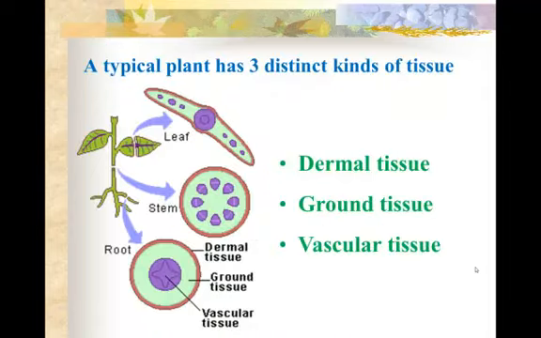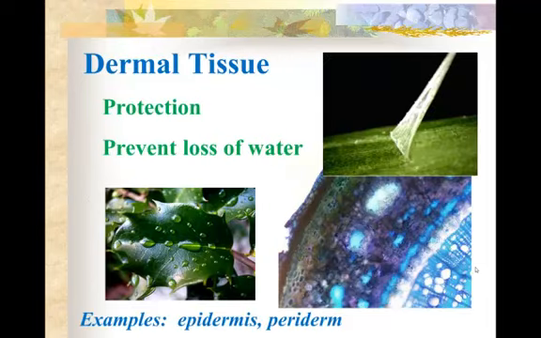They have three primary kinds of tissues, and you need to know this as a listing question: dermal tissue, ground tissue, and vascular tissue. And you need to know what each does and some examples of the tissues that are found in these categories. So let's look at dermal first.